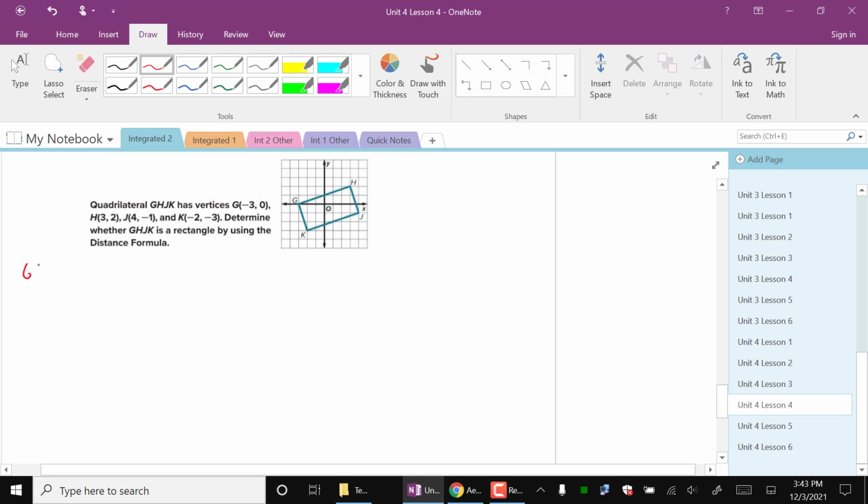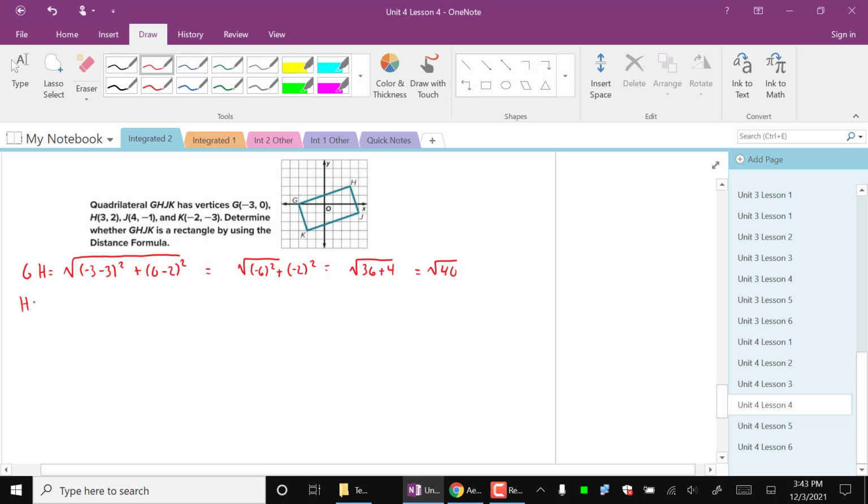So we're going to start off with GH. I'm going to use the distance formula for GH. This is going to give me -3 minus 3 squared plus 0 minus 2 squared. Well, that's going to give me -6 squared plus -2 squared, which is 36 plus 4, which is 40. I'm going to keep chugging along here.